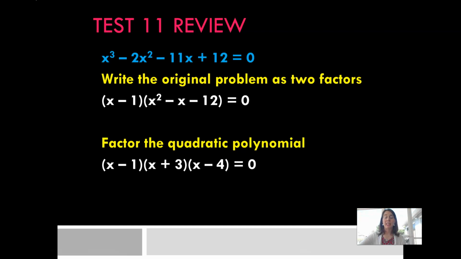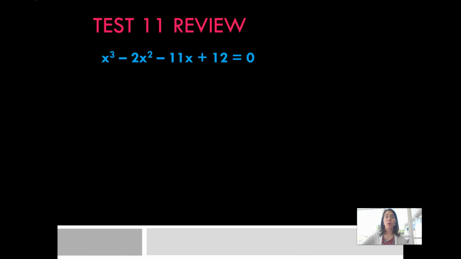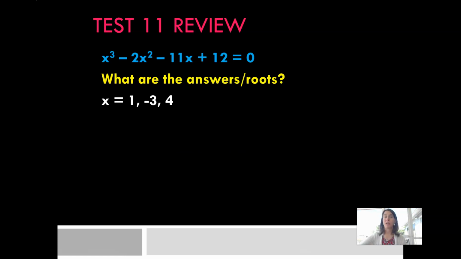The second parenthesis says x plus 3. So what root do I have from that parenthesis? The x would be equal to negative 3. The last parenthesis says x minus 4. What root would I have out of there? Positive 4. So your final answer on question number 10 is going to say what are the roots. You would give me those 3 answers, the opposite of what you have from your parentheses.